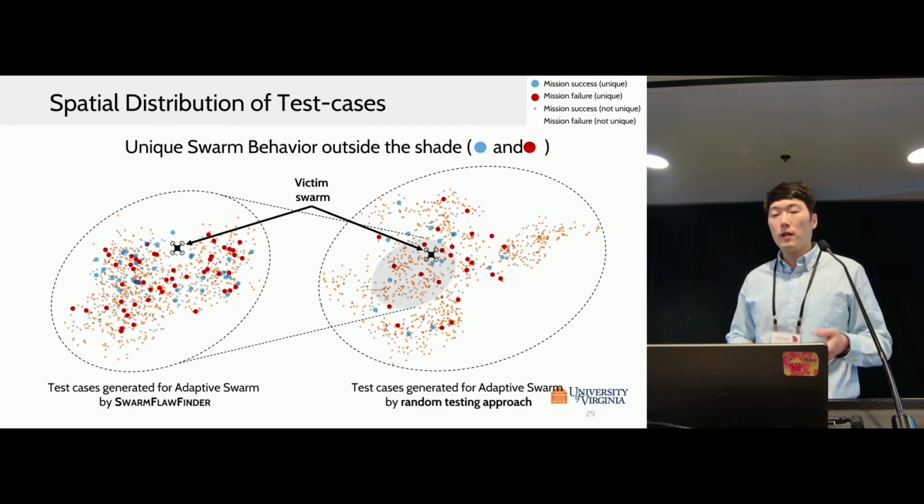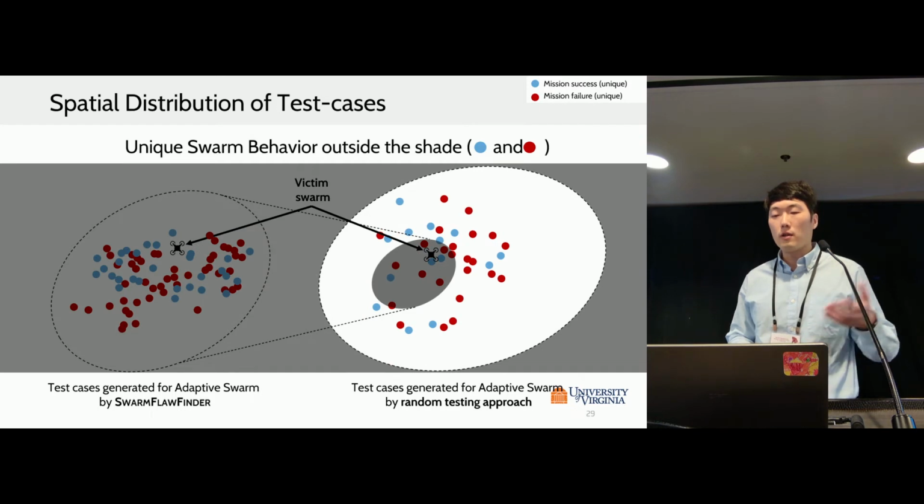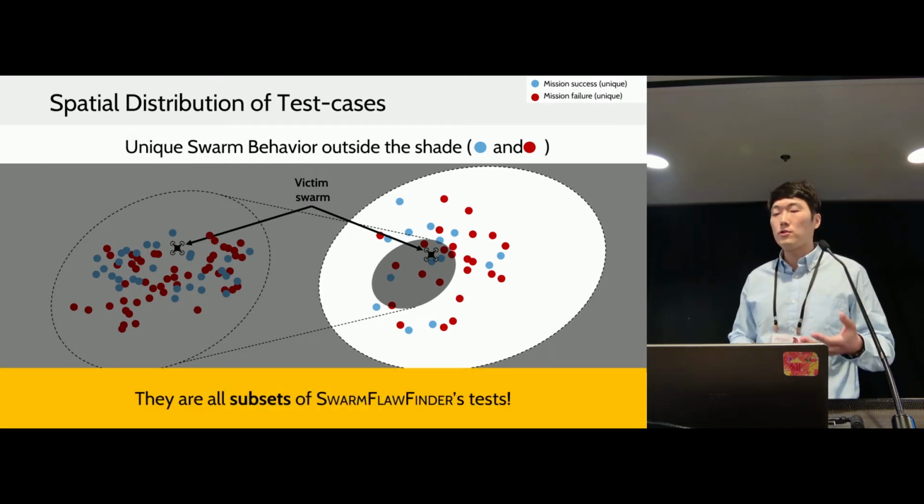Also, for the unique DCC value outside of this gray shade, it seems that random testing finds some unique test values from the places that our approach did not test. But we manually check them and find that they are all variants of the tests generated by SwarmFlawFinder.